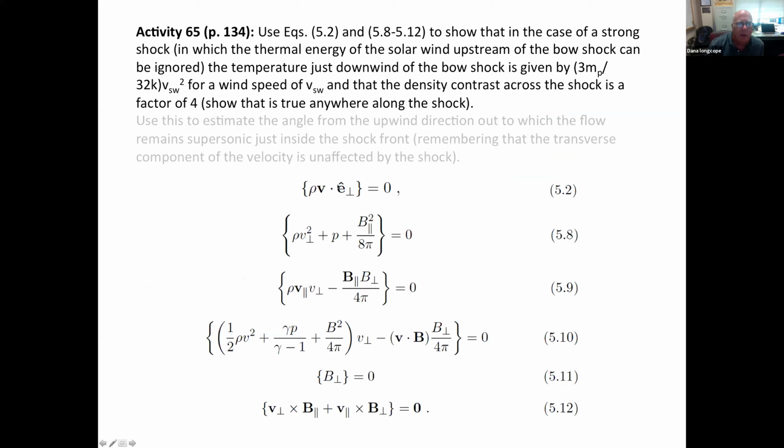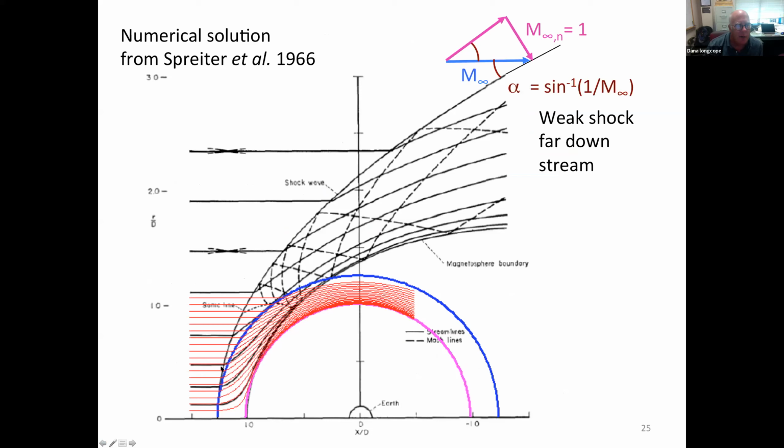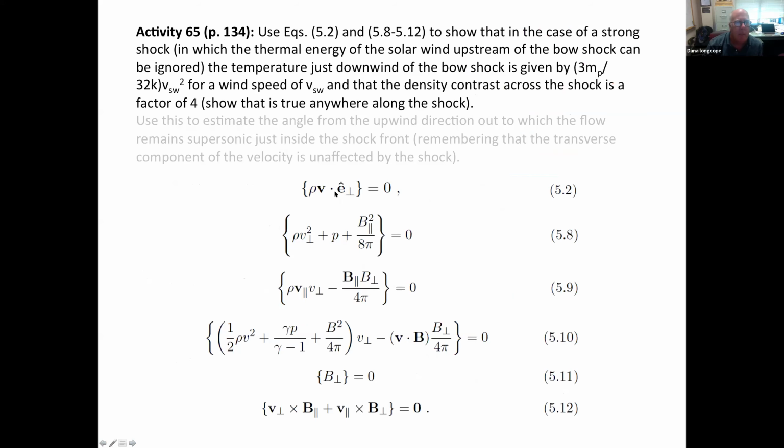These are the conservation laws. Here we have curly braces, which basically mean the jump from one side, the pre-shock version, what happens in the supersonic flow, minus the post-shock version. Maybe that goes the other way, but they're all equal to 0 because these are conservations. This is conservation of mass, so there's no jump in rho times the normal component of the velocity. There's no jump in this quantity, and no jump in this quantity.